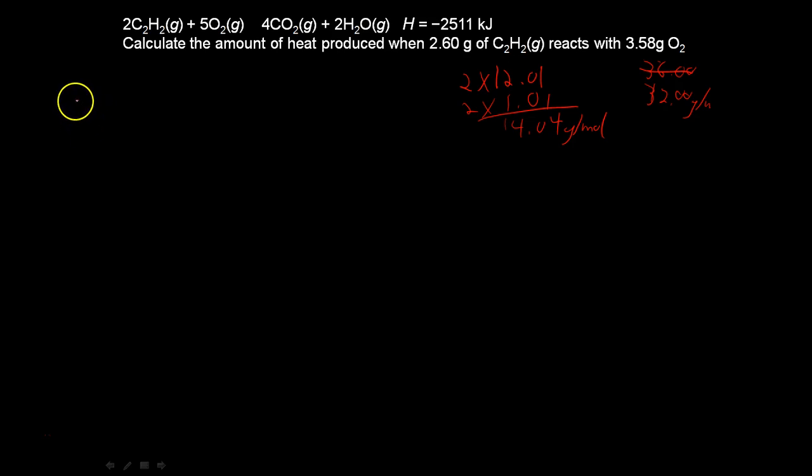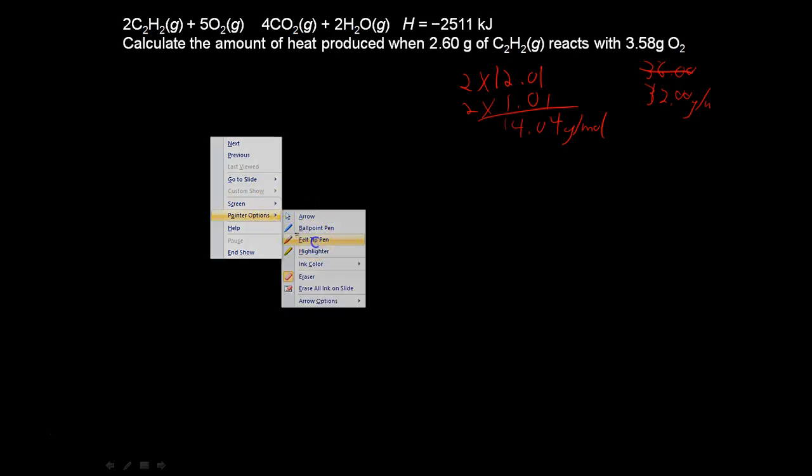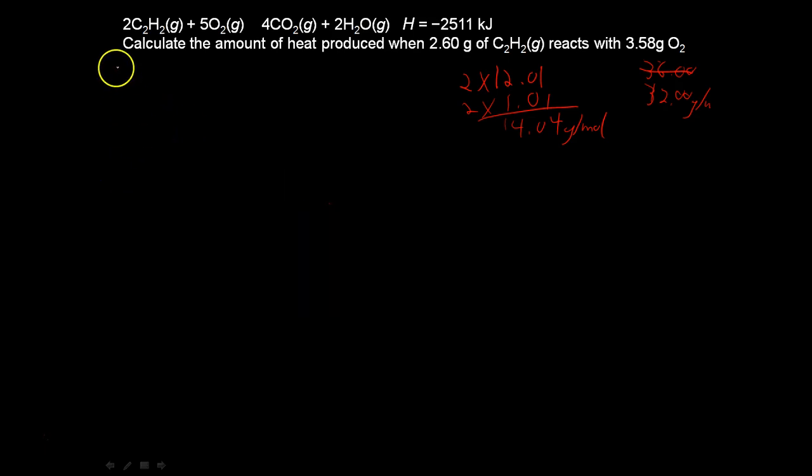So we're going to start with what's given for each one, see how much of one of the two products we're going to form, and I'm just going to go to water because it's got a lower number of moles here. So starting with ethane, we're going to start with 2.60 grams of C2H2. Got to convert that into moles of C2H2, so we use the molar mass right here.